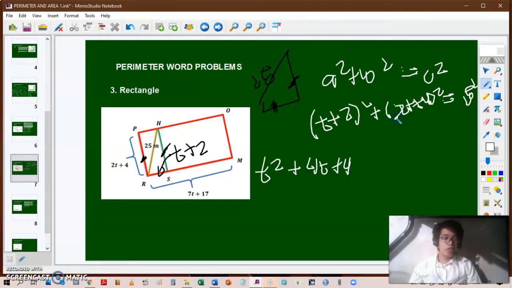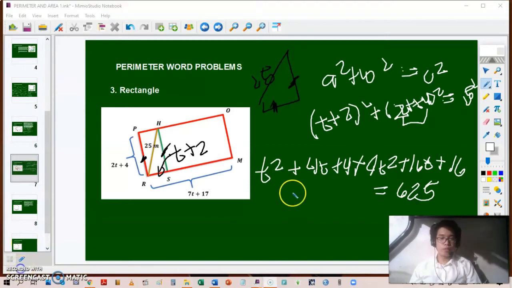And what's the value of (2t plus 4) squared? That's going to be plus 4t squared, and then 2t times 4 twice, so that's going to be plus 16t, and then 4 squared, so that's going to be plus 16, is equal to, what's 25 squared?